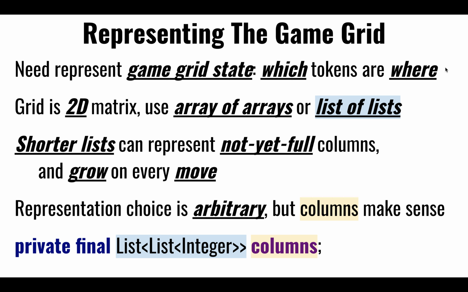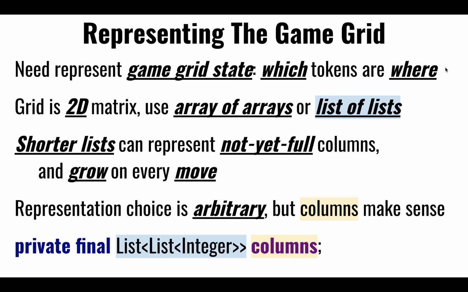For the grid, there are several options that we might choose. It could be a two-dimensional array. It could be a list of lists. It's pretty arbitrary what we choose, as long as we can operate on it.